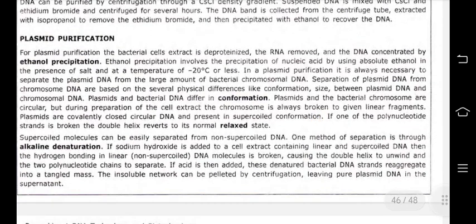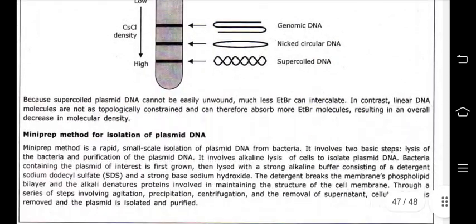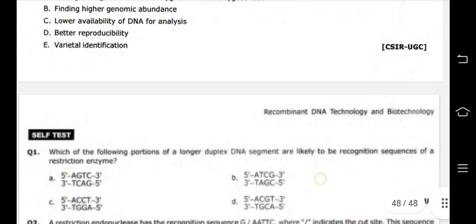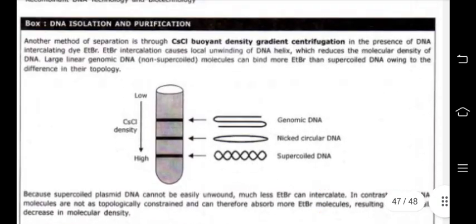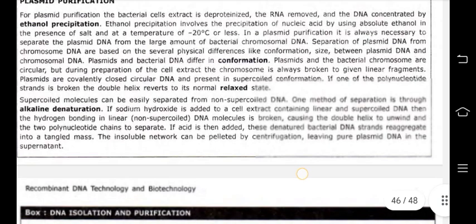Plasmid purification. For plasmid purification, the bacterial cell extract is deproteinized, the DNA removed, and the DNA concentrated by ethanol precipitation. Ethanol precipitation involves the precipitation of nucleic acid by using absolute ethanol in the presence of salt and at a temperature of minus 20 degrees Celsius or less.